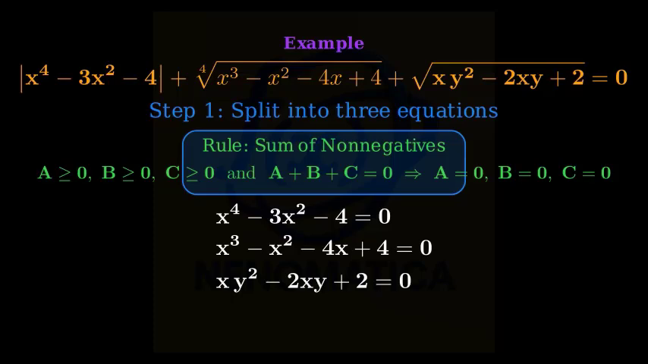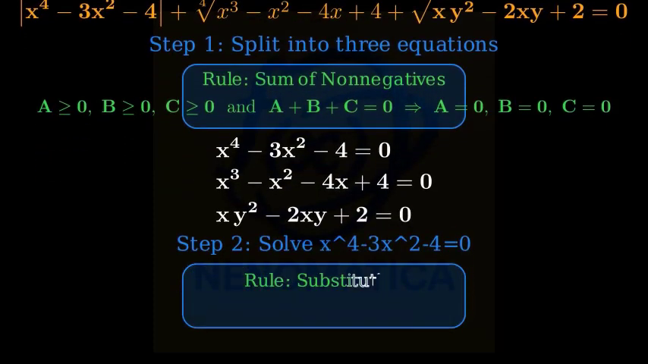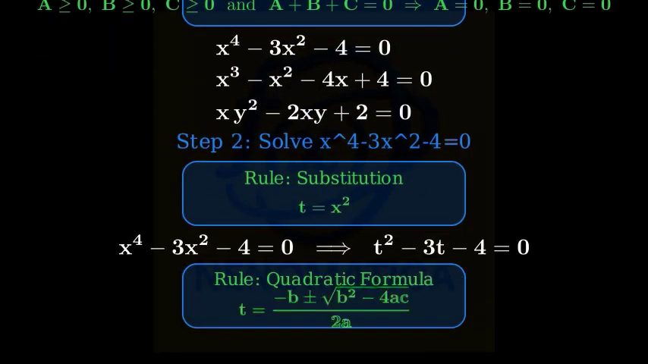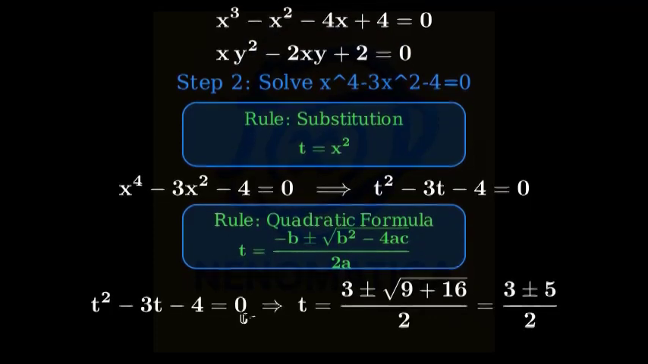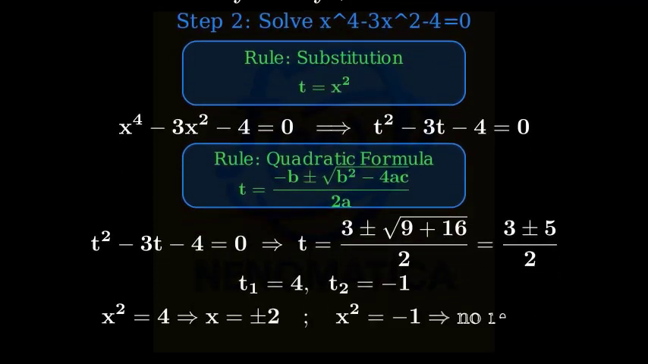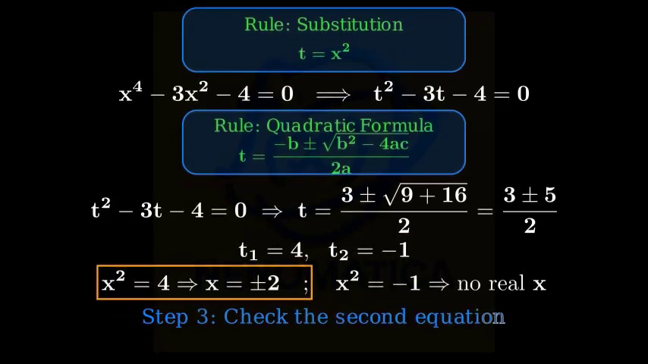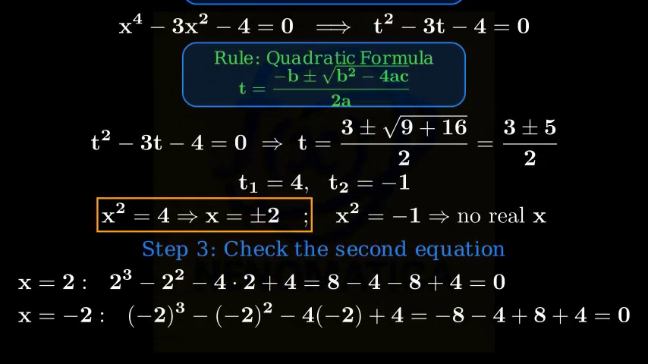Step 2. We solve the quartic by substituting t equals x squared. This turns the equation into a simple quadratic. Then we apply the quadratic formula. The solutions for t are 4 and negative 1. Hence x squared equals 4 gives x equals plus or minus 2. X squared equals negative 1 has no real solution. Step 3. We must also satisfy the fourth root radicand equal to 0. Check x equals 2 and x equals negative 2. Both evaluate to 0, so they are valid.